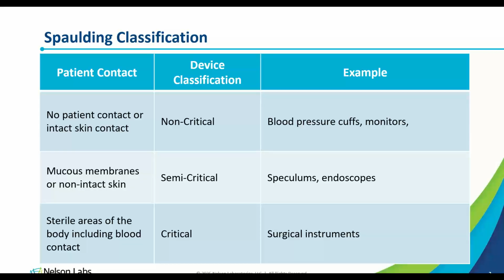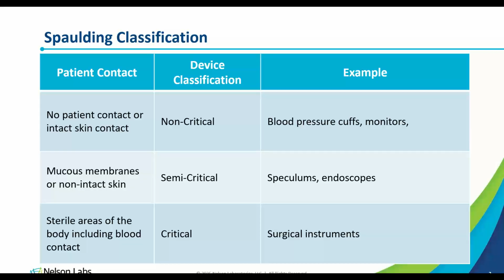It's important to know where your medical device falls into this classification, because that will let you know how you're going to reprocess your device and how thorough your reprocessing procedures need to be. Your non-critical devices are typically wiped down with a pre-saturated wipe. And then your semi-critical and critical devices are going to have more involved cleaning procedures, whether that's a manual process or an automated process. And then they're going to either be high-level disinfected or sterilized, those critical and semi-critical devices.